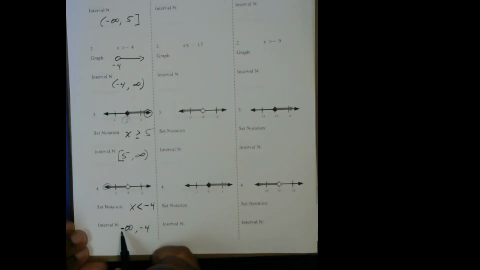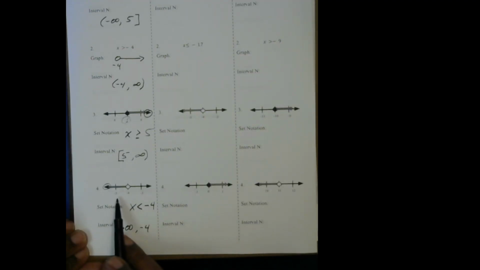Now for the infinities, whether it's positive or negative infinity, we always use parentheses. And the -4, since it's an open circle, we're not using the -4. To say that we're not using the -4, but everything before it, like -5 and anything else, we use a parenthesis. This means we're not using the -4.